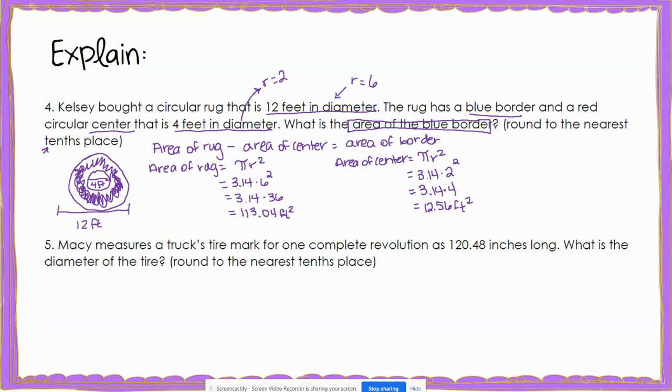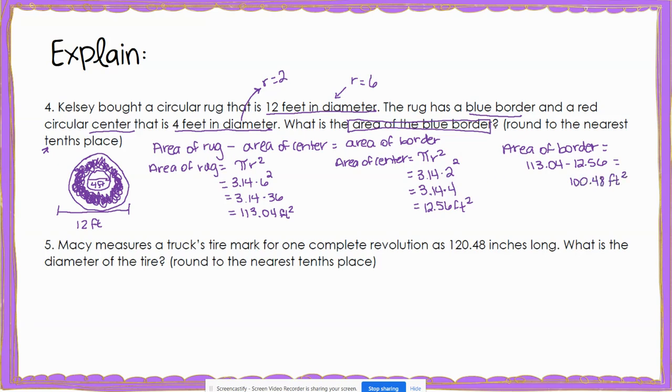Now to find the area of the border, which is this outside part, I am going to take the total area and subtract the middle area from it. So my area of my border is going to be 113.04, which was the whole rug, minus 12.56, which was the center, which gives me an area of 100.48. And of course, that's in feet squared.